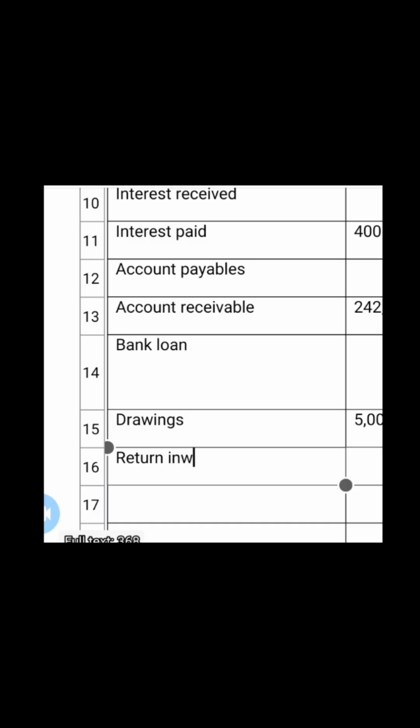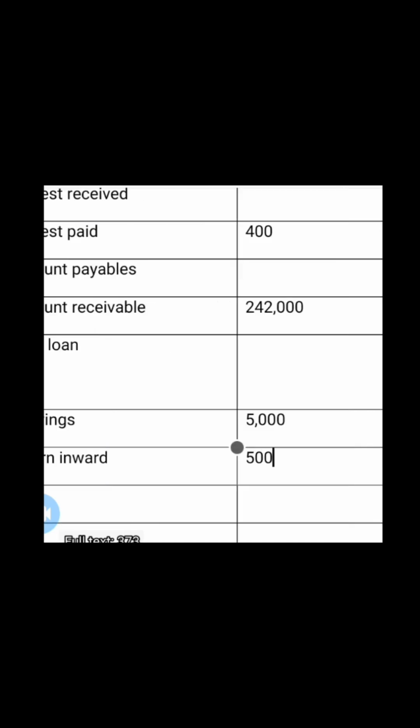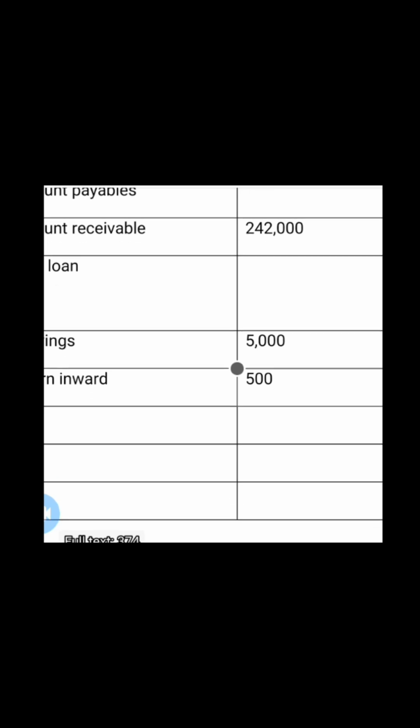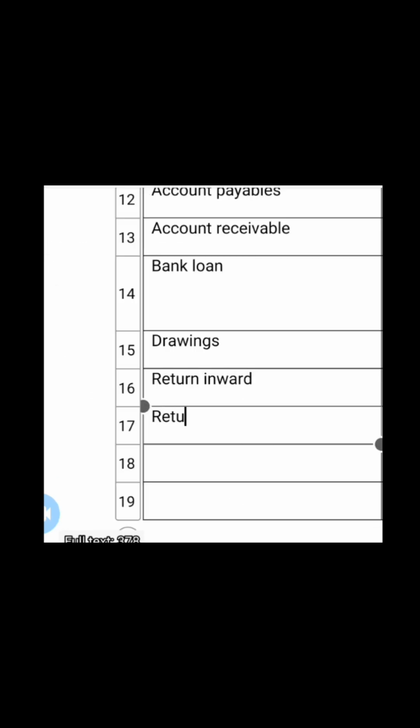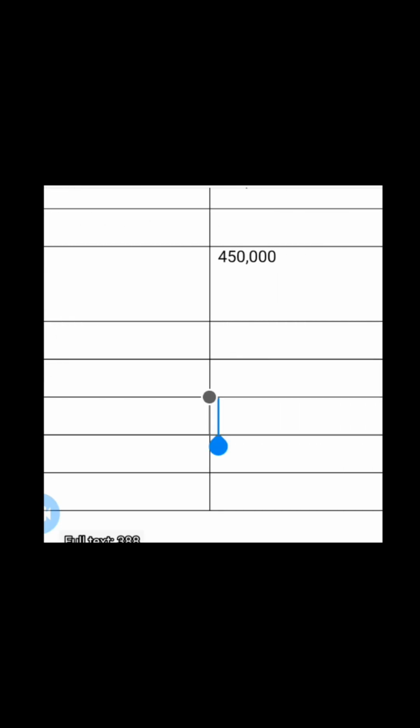Then the next one, we have return inward. Return inward refers to the goods that were returned, maybe because they were damaged, because they don't match conformity, and other reasons. Here we have return inward, which simply means the goods were returned back into the enterprise. When the goods were sold, it was a revenue to the business. And now, since the goods are returned inwards, that revenue is going to drop. So it is going to be debited.